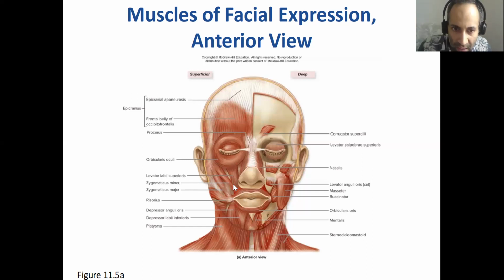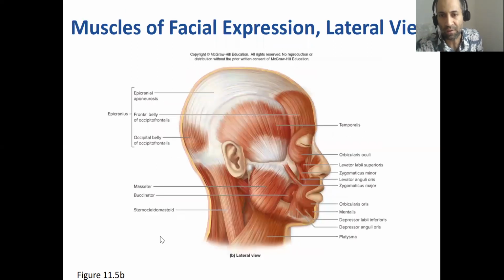Risorius, same. Depressor anguli oris, it's a depressor muscle. And so the name is quite appropriate for the action that it performs. It depresses or pulls down the angles of your mouth, right? Like a sad face. Depressor labii inferioris, same thing. It pulls your lips downwards, inferioris, right? Platysma is a sheet-like muscle. That's exactly what the name itself means here.